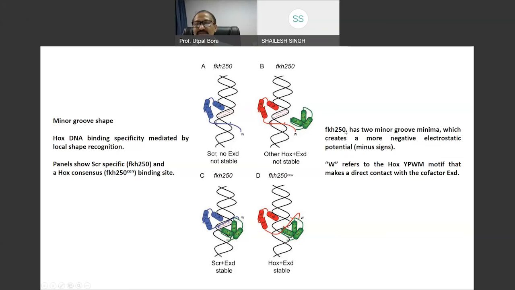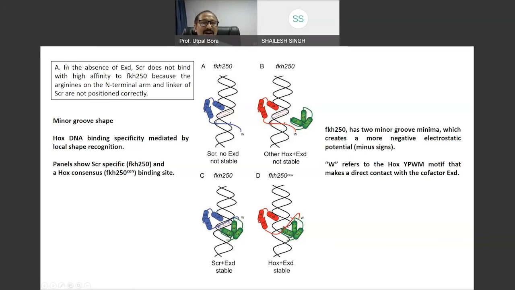this FKH 250 has two minor groove minima, which creates a more negative electrostatic potential, which I already told you in the earlier figure. And here, you can see W refers to the Hox YPWM motif that makes a direct contact with the cofactor EXD. Now, what happens in situation A? Here you see SCR no EXD, not stable, figure A.